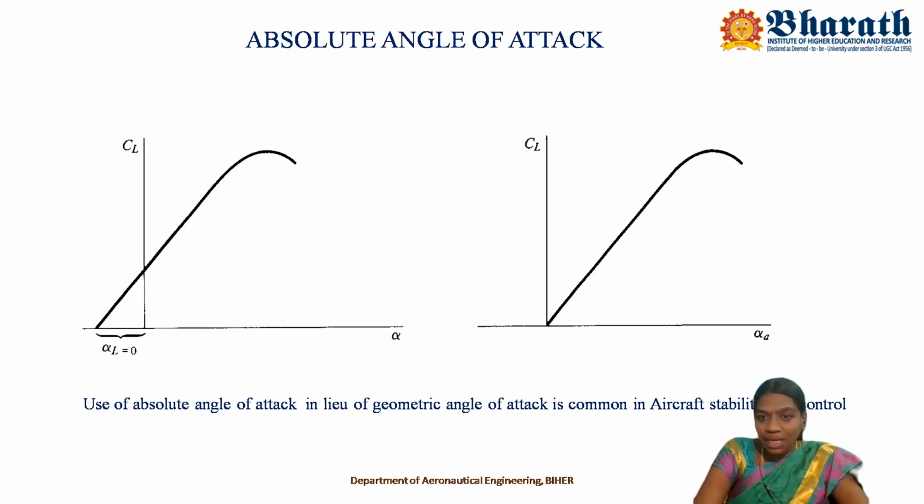So as far as stability and control is concerned, the absolute angle of attack is used in lieu of the geometric angle of attack. When you observe these two figures, the plots are identical to each other. The only difference is that the left one is with respect to the geometric angle of attack, whereas the right hand side plot is with respect to the absolute angle of attack. The absolute angle of attack is the summation of the geometric angle of attack and the zero lift angle of attack. So this plot does not depend on the camber. So the designers felt it convenient to study aircraft stability and control. That's the reason why they used the absolute angle of attack.